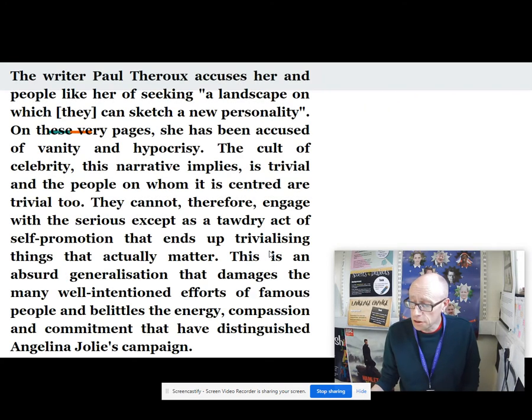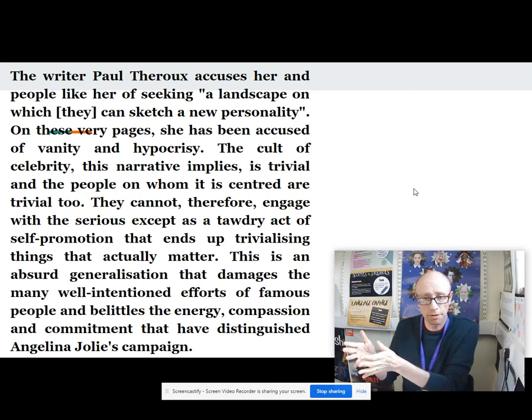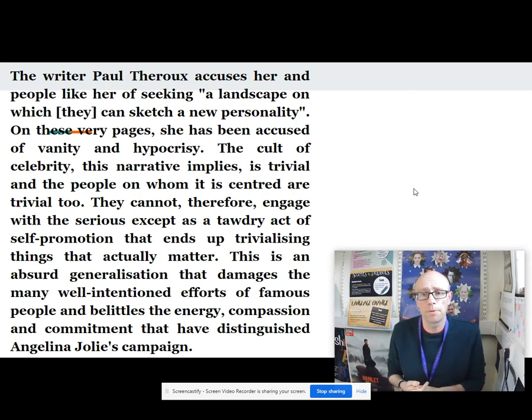We then move into the second paragraph. The writer Paul Theroux accuses her and people like her of seeking a landscape on which they can sketch a new personality. On these very pages, she has been accused of vanity and hypocrisy. The cult of celebrity, this narrative implies, is trivial, and the people on whom it is centered are trivial too. They cannot, therefore, engage with the serious except as a tawdry act of self-promotion that ends up trivializing things that actually matter.